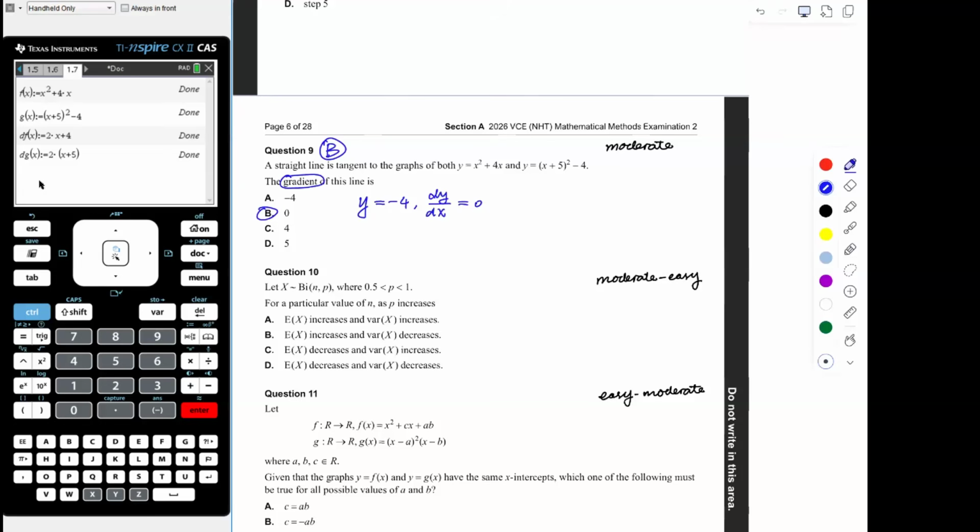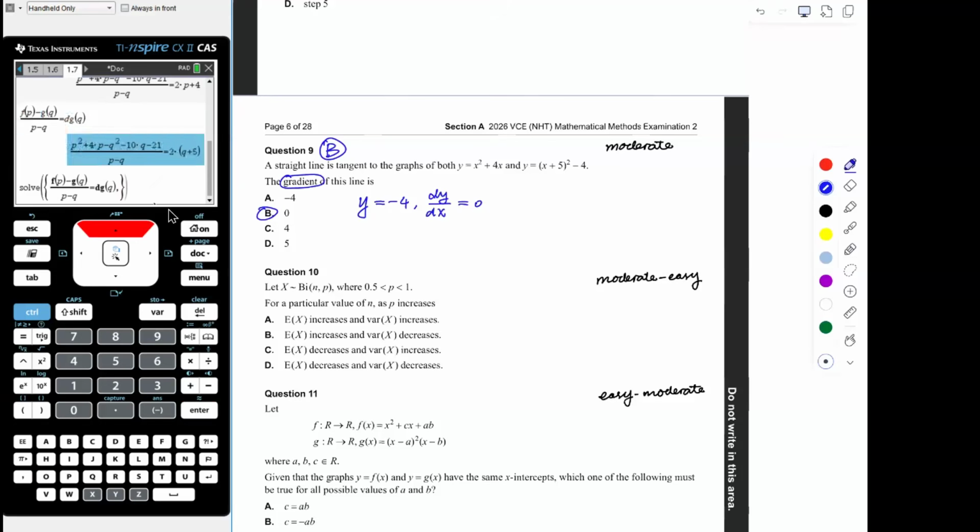Then I can say a straight line is a common tangent to both graphs. We could form a couple of equations such as (f(p) minus g(q)) divided by (p minus q) equals df of p. And I can also get the same gradient equals to dg of q. And I can solve these two equations simultaneously to get p and q.